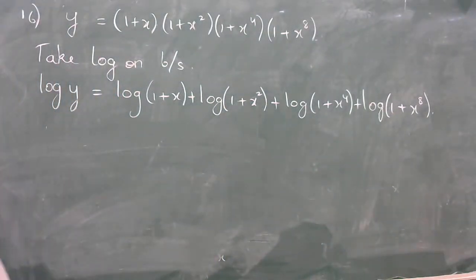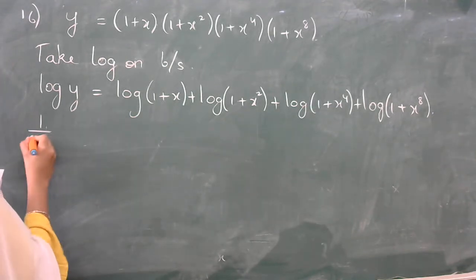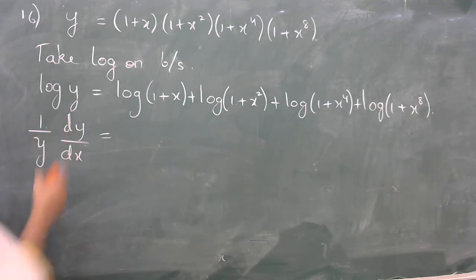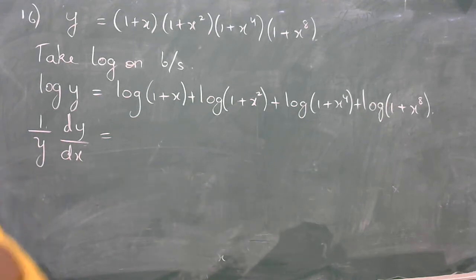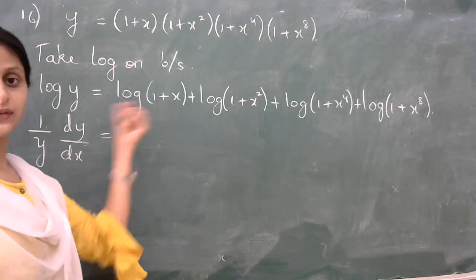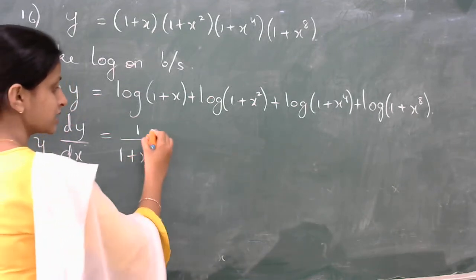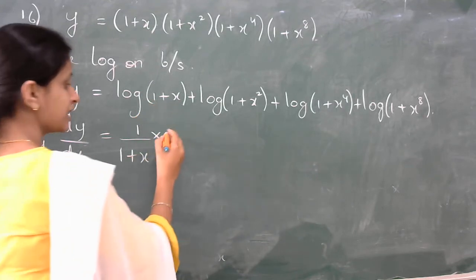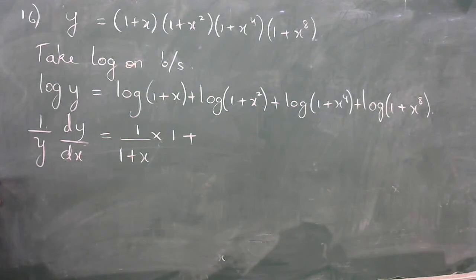Now we can differentiate it with respect to x. Differentiating with respect to x, what do you get? 1 by y into dy by dx. Next, the first term, as we have already done such types of examples, log of 1 plus x. Differentiation would be, first of all, 1 upon 1 plus x into the differentiation of this bracket term. What is the differentiation of 1 plus x? It is 0 plus 1, that is 1.